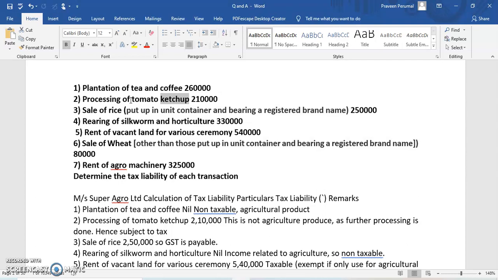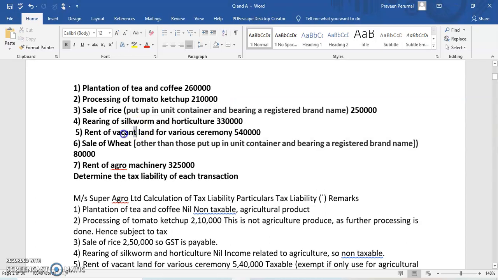So, 2,10,000 is taxable. Similarly, processing of potato chips is also taxable because it is further processing. So, 2,10,000 is taxable. Next one, sale of rice. Here, it is put up in a unit container and bears a registered brand name. For sale of loose rice, it is not taxable because it is an agriculture product. However, here the rice is put in a container and they have put a brand name. The moment you put a brand name, it becomes taxable. So, 2,50,000 is taxable. Rearing of silkworm and horticulture is once again an agriculture-related activity, so non-taxable.